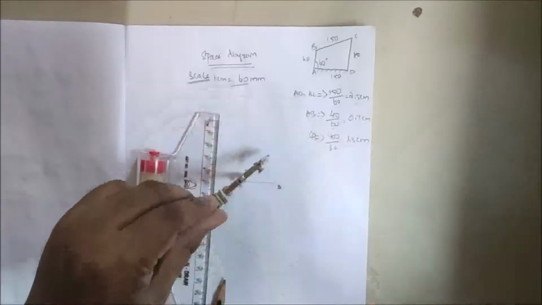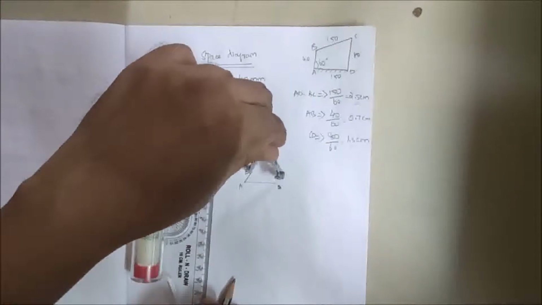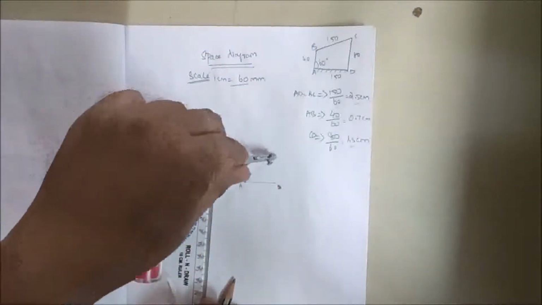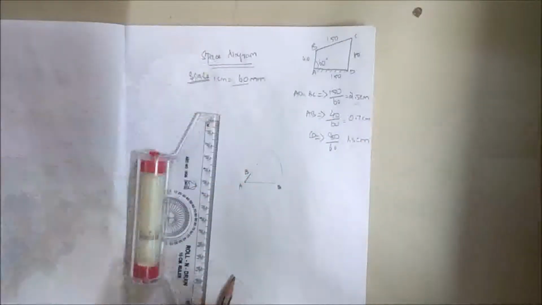From B what you are going to do is draw an arc. We don't know where the point C is going to lie, so we are going to make an arc. Draw an arc like this. Next.